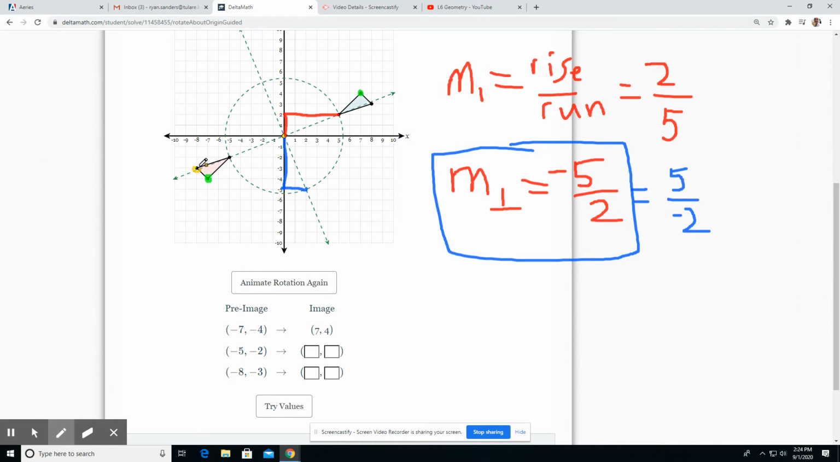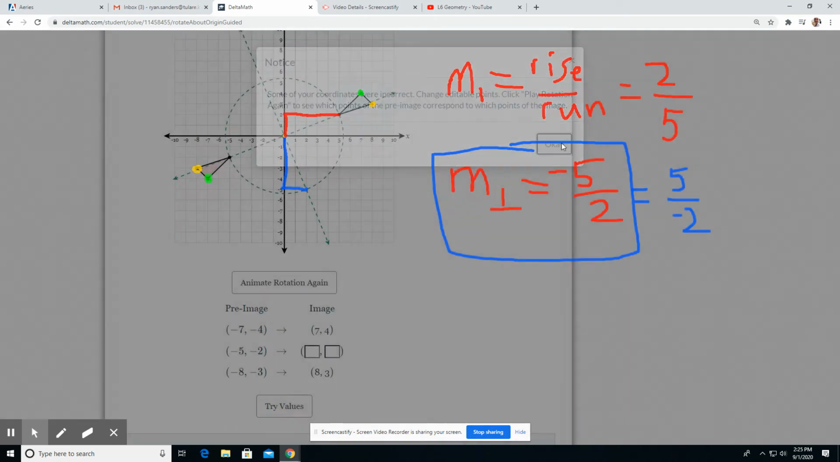So let's do this point right here in yellow. That point right there gets rotated around, and then it lands right here. So the yellow point is (-8, -3). That's this one right here. (-8, -3) changes into (8, 3). And looks like we got that one right.